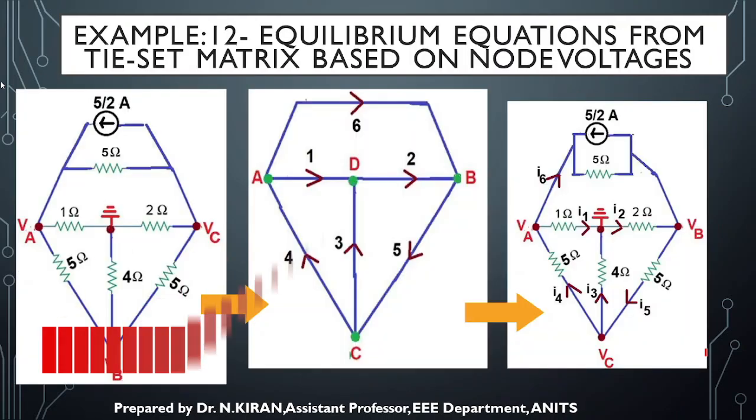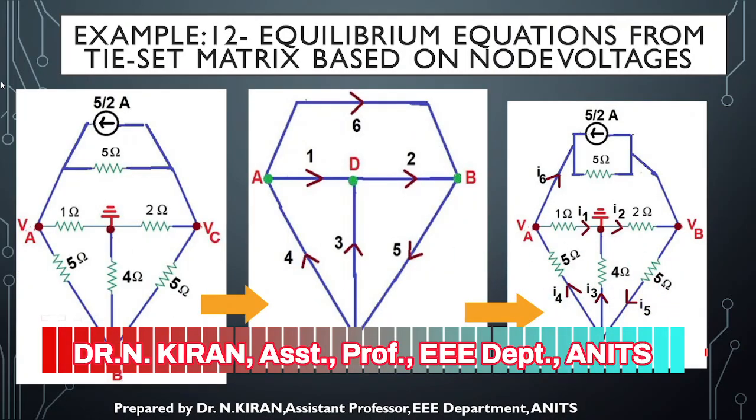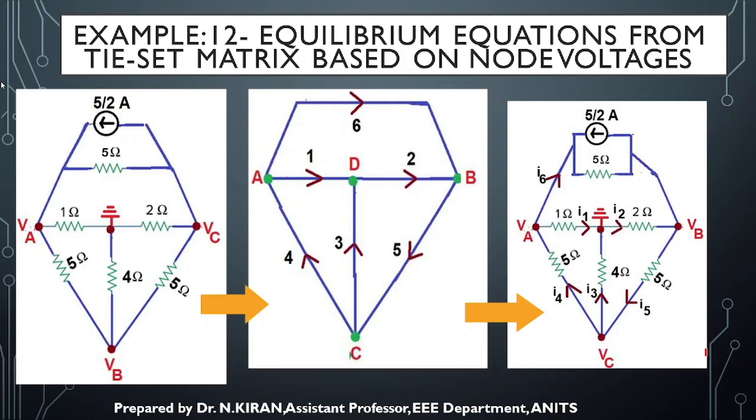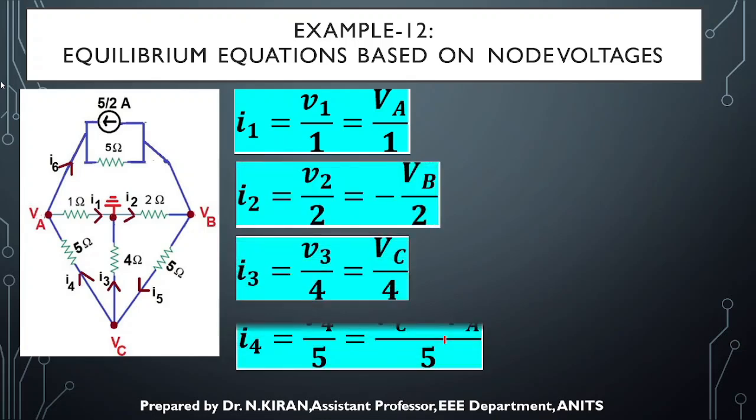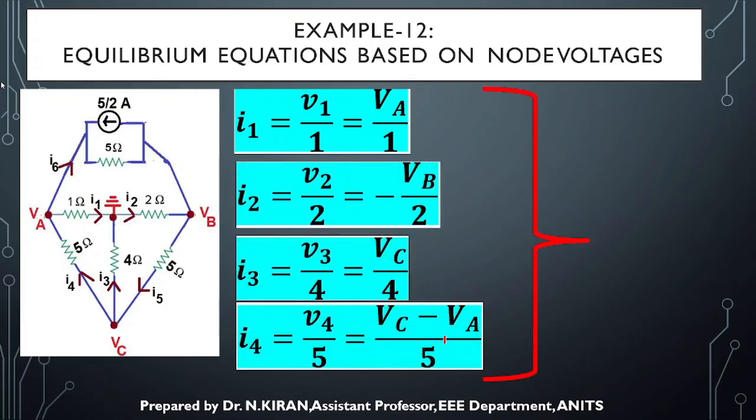Now using this, as I told you earlier, we have indicated all the branch currents I1, I2, I3 depending upon the branch numbers that we have allotted. Using that, I'll find every branch current in terms of both branch voltages as well as node voltages. I'll leave this to you to analyze, because it is not so difficult, isn't it?